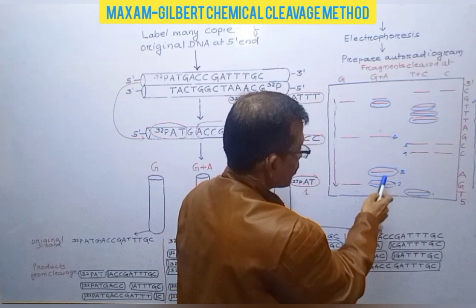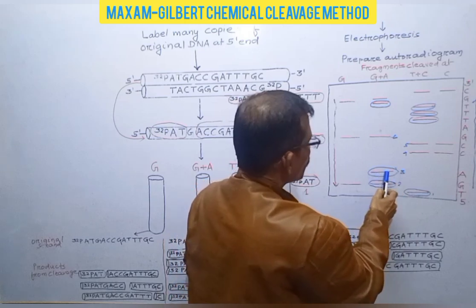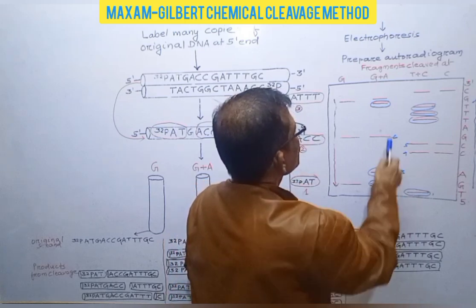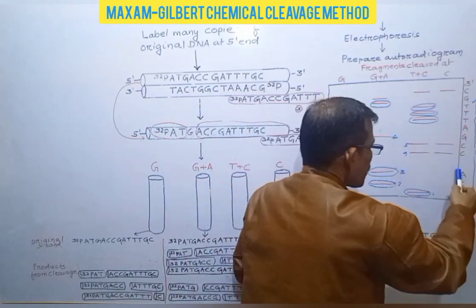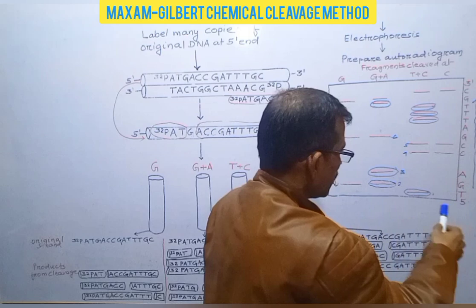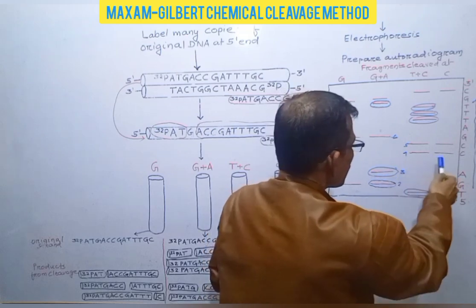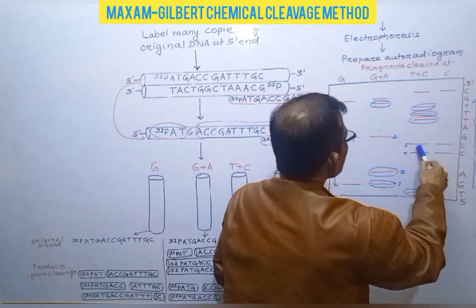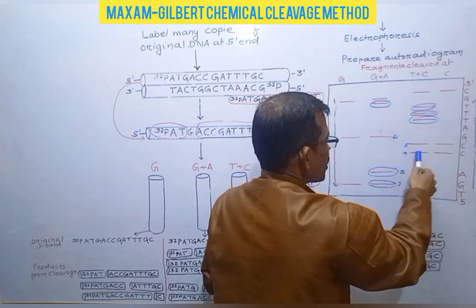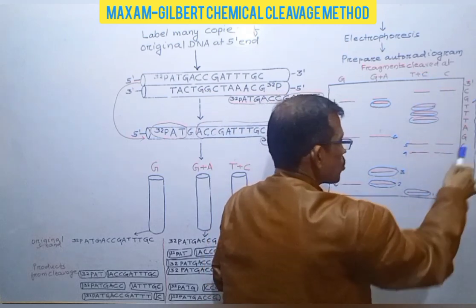After second band, move to the third band which has been generated due to the cleavage of adenine. So the third base will be adenine. This third band will be followed by fourth band which has been generated due to cleavage of cytosine. So the next base will be cytosine.